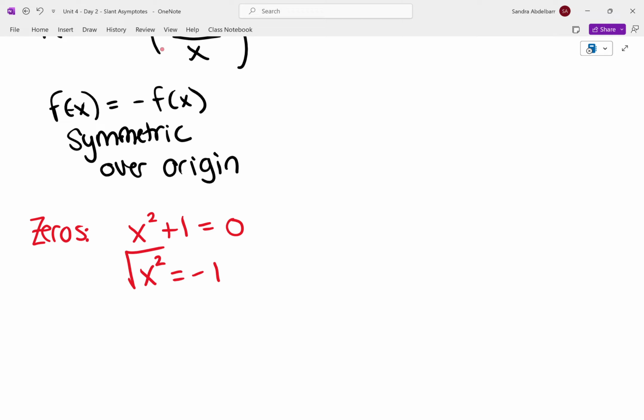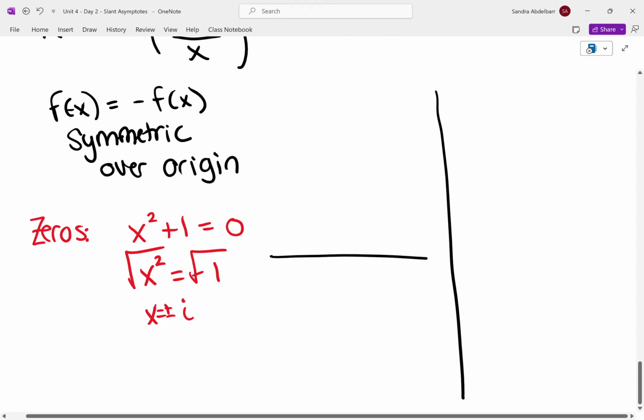So for zeros, I'm going to take my numerator and set it equal to 0. So we get x squared equals negative 1. What does this tell us? Plus minus i, right? They're imaginary. So if our zeros are imaginary, what does that mean? Will I be crossing the x-axis at all? No, not in my graph. I will not be crossing the x-axis in my graph.